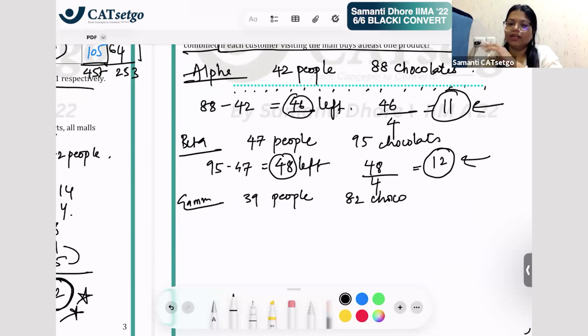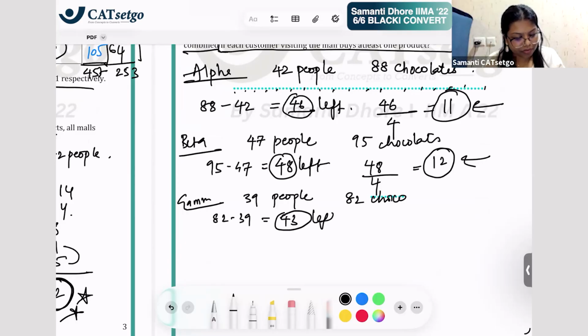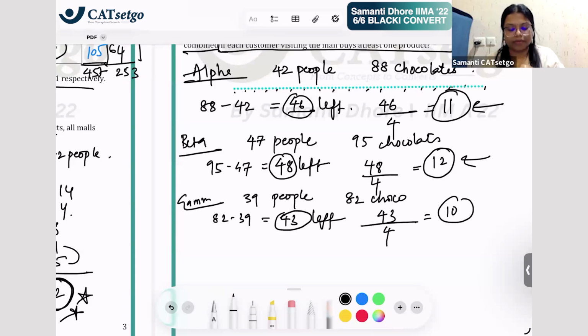So that one person is getting 1 chocolate, so you gave 1 random chocolate to each person. Right? So 82 minus 39 is 43. 43 chocolates are left, and these 43 you end up giving 4, 4, 4, 4 each, to maximize. So you end up having 10, right?